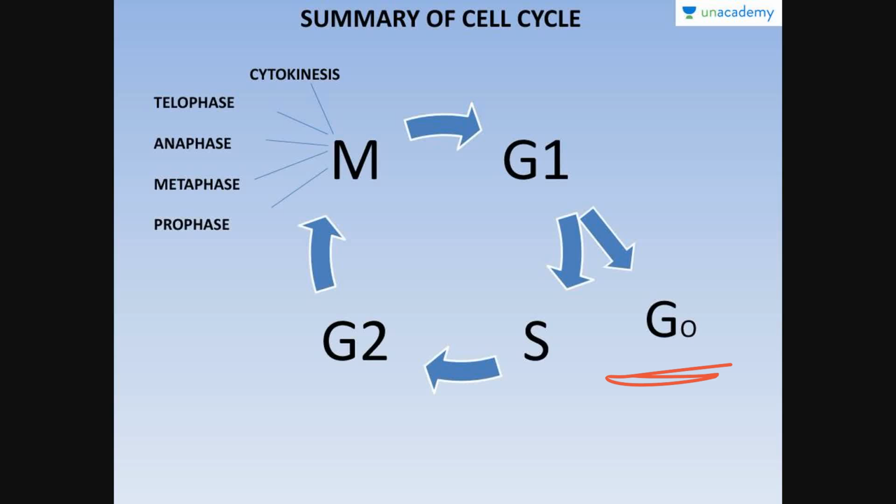Okay, so after G1 we have the S phase, that is the synthesis phase where the genetic material is synthesized. Next we have the G2 phase, which is the gap 2 phase, and here is the second gap between the M and S phase. Finally, we come to the M phase, which is divided as cytokinesis and karyokinesis. Okay, so I hope you understood the basics of cell cycle.